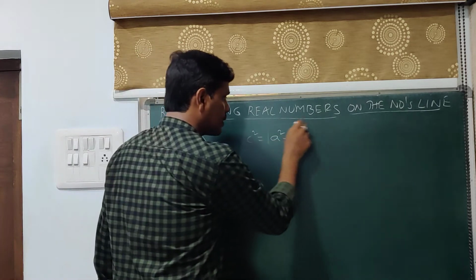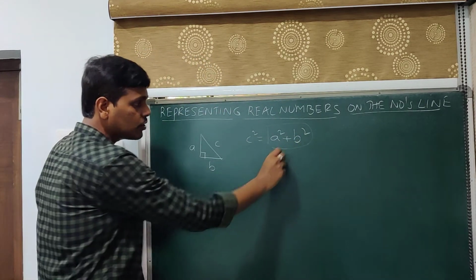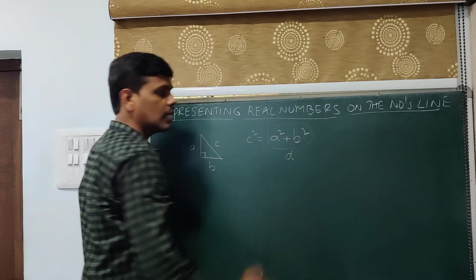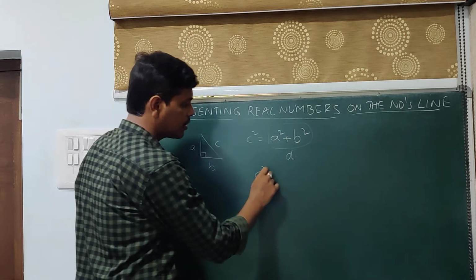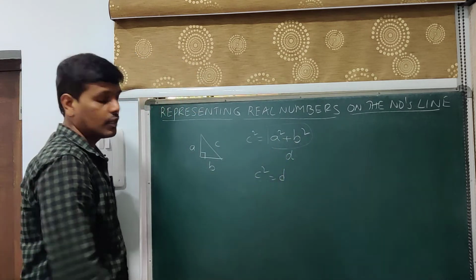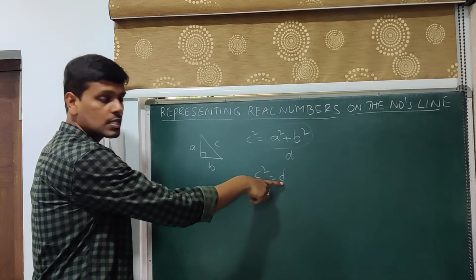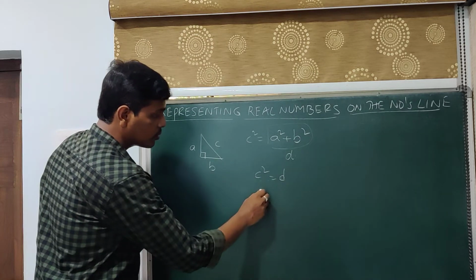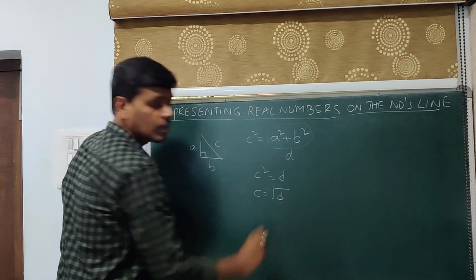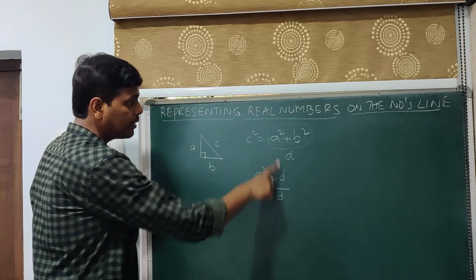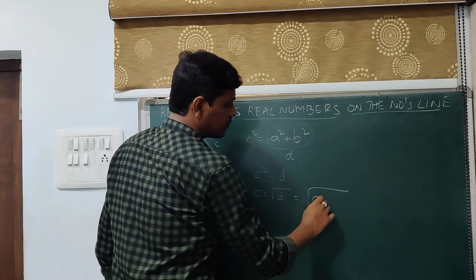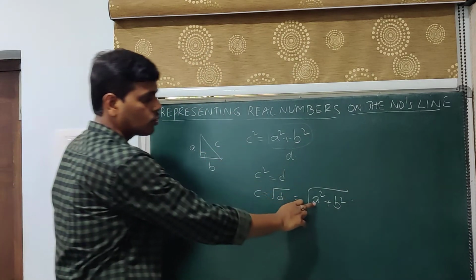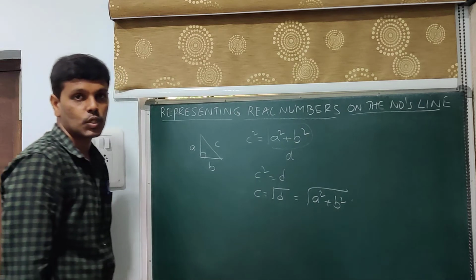Now suppose you assume that a square plus b square is a single entity called d. Then we have c square is equal to d. Now we call this c the square root of d, from square roots and cube roots, which we have already learned. So c is equal to square root d, and d is a square plus b square. So finally, if you want c, it is root over a square plus b square.